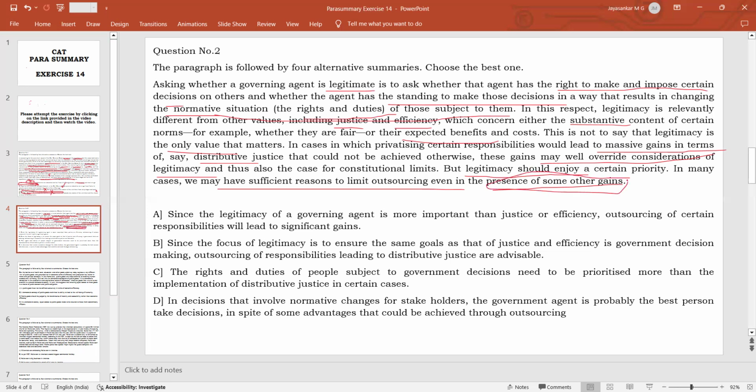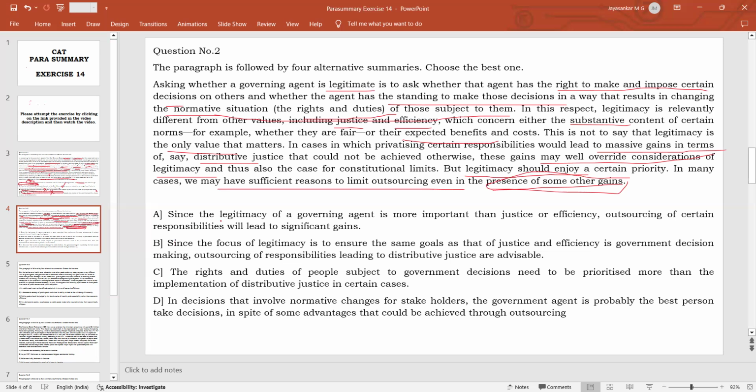Means whenever a lot of benefits can be derived through outsourcing, in the form of justice and efficiency, then legitimacy need not be a consideration. So outsourcing can be done. But when the benefits are not that much, then outsourcing should not be done, because legitimacy is a priority in certain cases, or the decision-making authority should have the authority as well as the qualification to make the decisions. This is the essence of the passage.